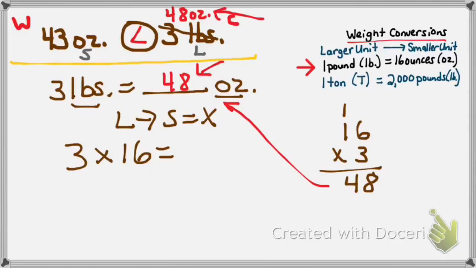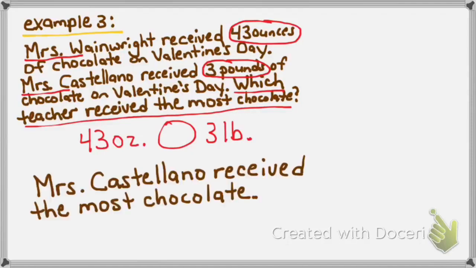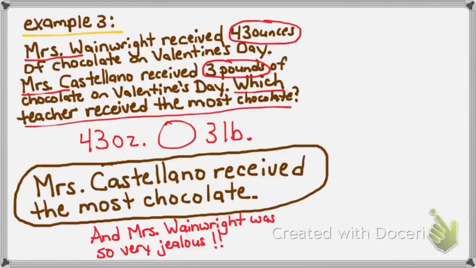Okay, let's go back to our original problem and read the question. And the question says, which teacher received the most chocolate? So sadly, the answer is Mrs. Castellano received the most chocolate. And that's the final answer. But the second part to that answer is, and Mrs. Wainwright was so very jealous.